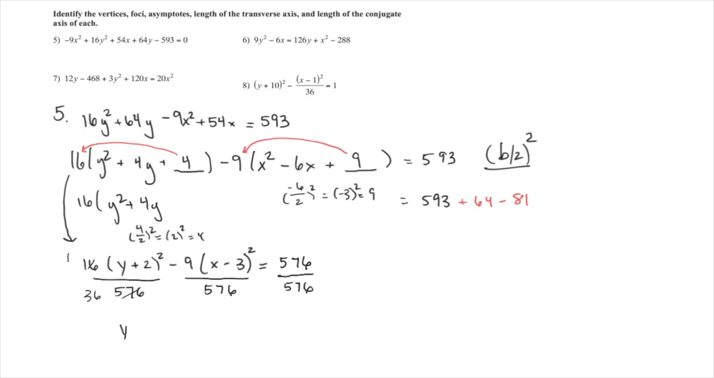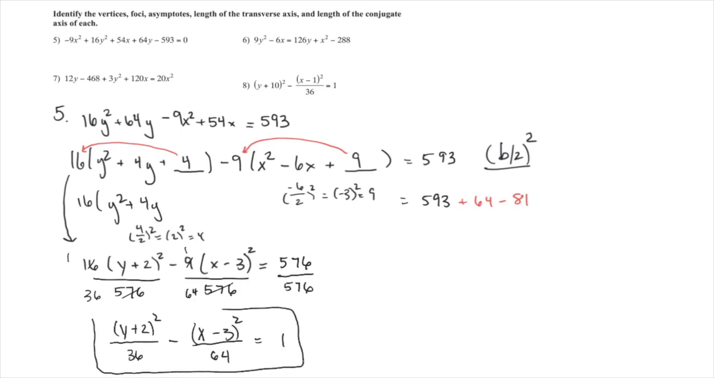So we're going to end up with y plus 2 squared over 36. This is going to be minus, we're going to do the same thing again. We're going to do 576 divided by 9. That's 9 goes into 9 once, 576, it goes 64 times. So we end up with x minus 3 squared over 64, and this is equal to 1. Right? And that takes us down to the proper form.